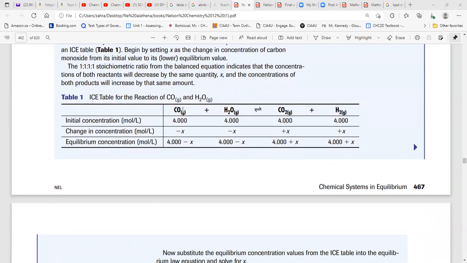Here is your ice table. So again, you write your reaction at the top. Initially, you have 4 mole per liter of each entity. Since this is forward, the concentration of CO and H2O decrease. By how much? By X. That's why it's negative X. And the concentration of these two increase, that is positive X. For equilibrium, it's just 4 minus X, 4 minus X here, 4 plus X, 4 plus X.